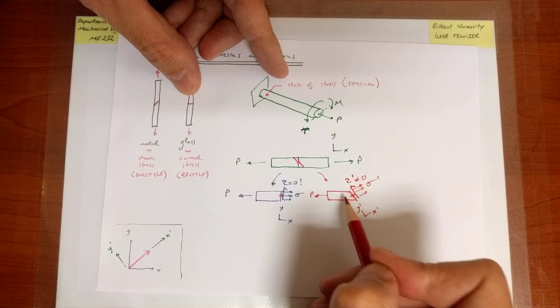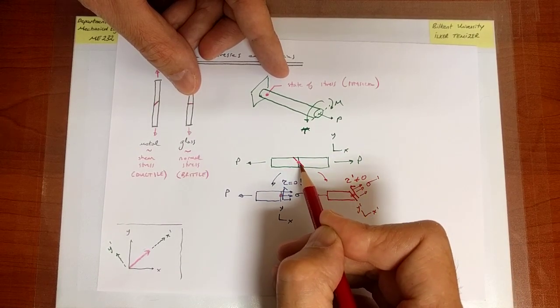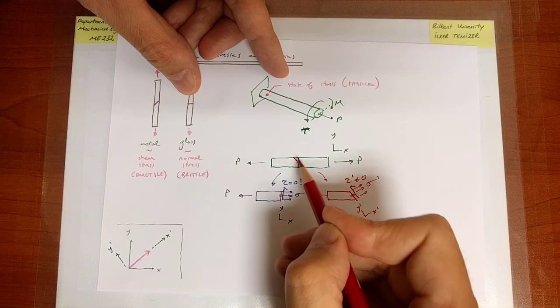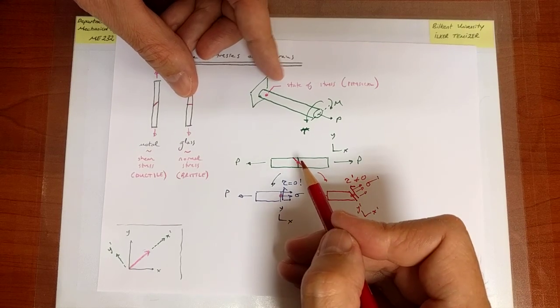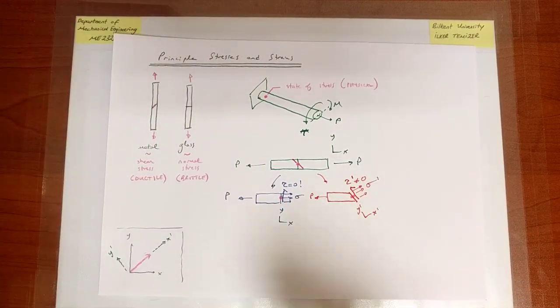So I need to search at a point among all planes. I need to find the cut, the plane, the orientation on which the shear stress is largest, because that's where failure is going to be initiated. So that's sort of the underlying motivation behind everything that we are trying to do.